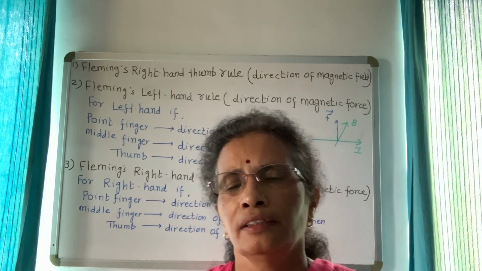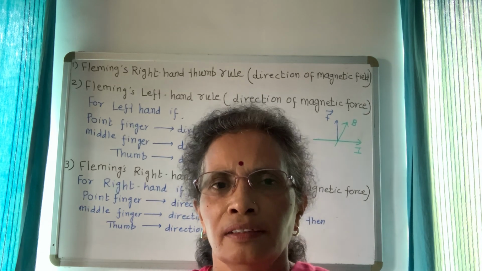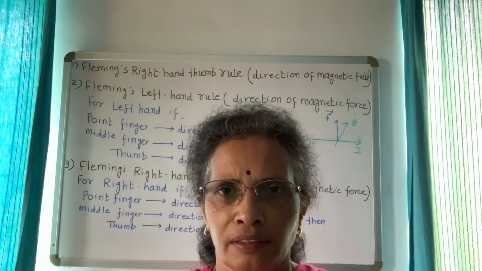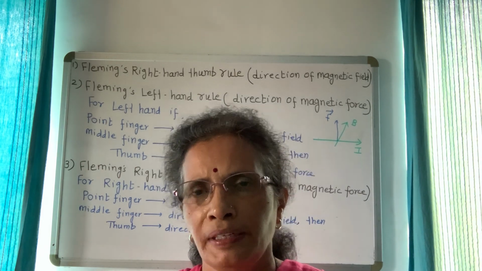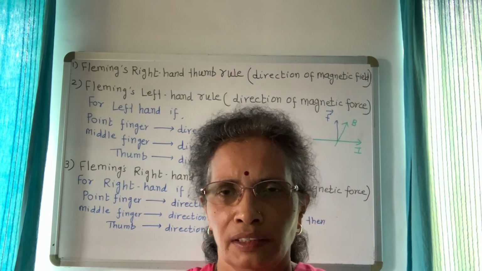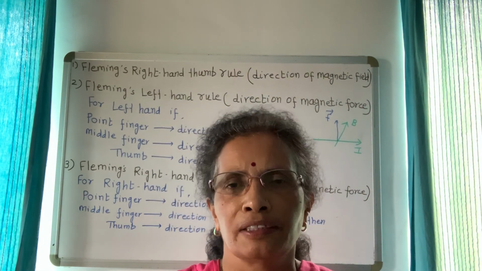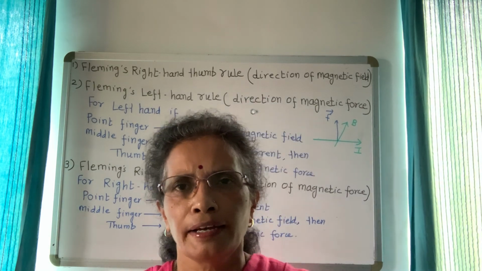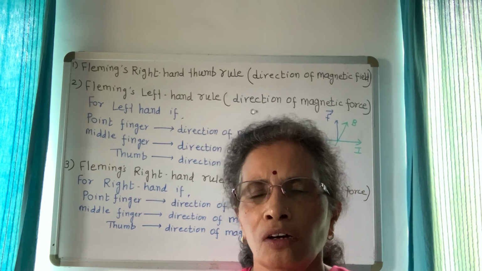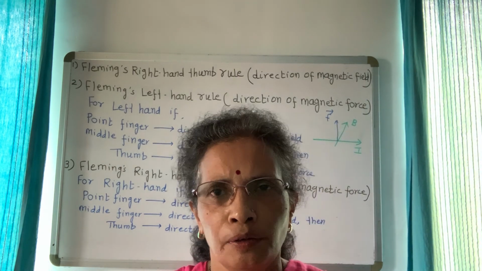Now in a conductor, current is there, magnetic field is there. Current is there means the charge is moving in one particular direction. So the charge experiences a current as well as the magnetic field. So in the presence of current and magnetic field, this charge will experience a force, and that force we can find out using Fleming's left hand rule, or the same result we can find out using Fleming's right hand rule also.